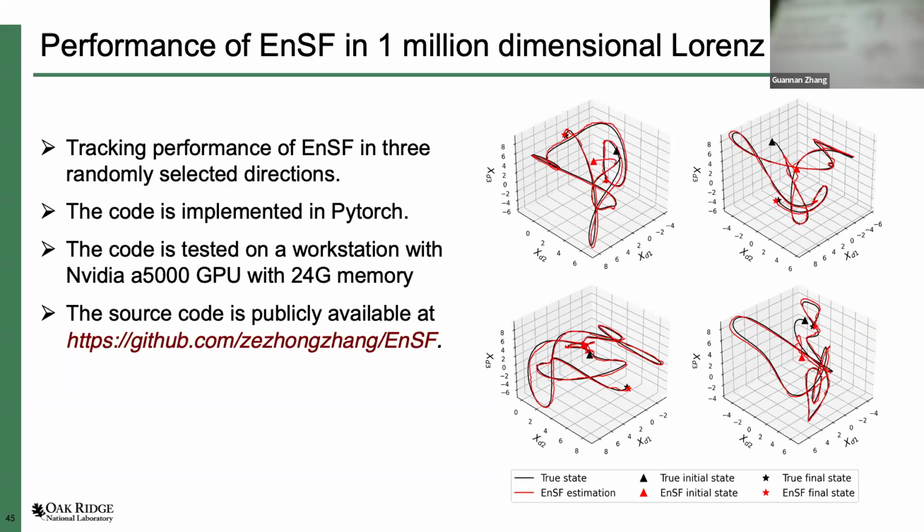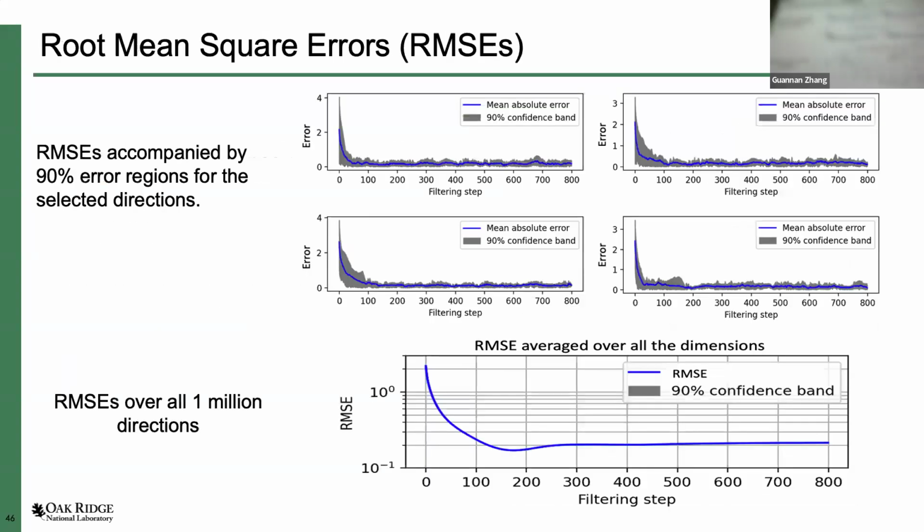You can see initially, the ground truth and our initial state are pretty far from each other. But as time evolves, as we assimilate more and more data, we can capture the ground truth path accurately. And this is a highly chaotic system, which means if you lose tracking for a little bit, it would diverge, and you'll never get it back. So this proves that our method can keep tracking the high dimensional state for the Lorenz 96 model in 1 million dimensional space.